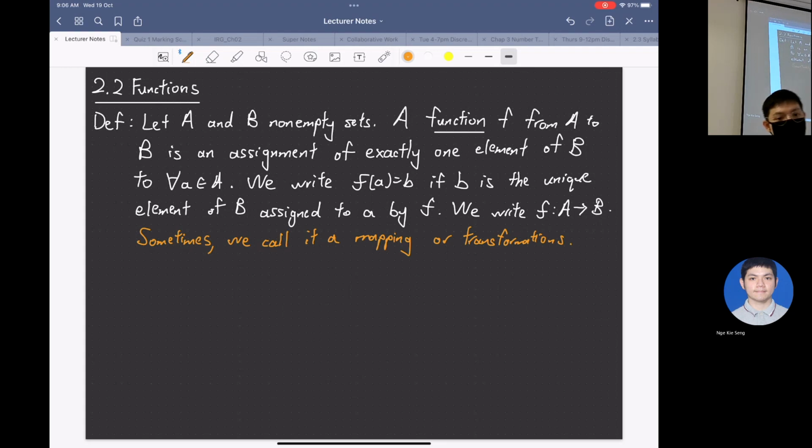For example, the real map of the Earth is a mapping of the Earth to the paper. So it's also a function. Earth is a set, and paper is a set. The points on the paper are a set, and the points on the Earth are a set. It's all mapping.